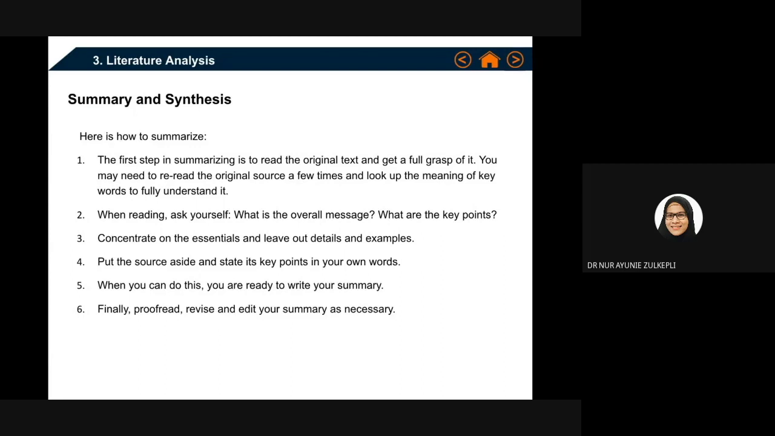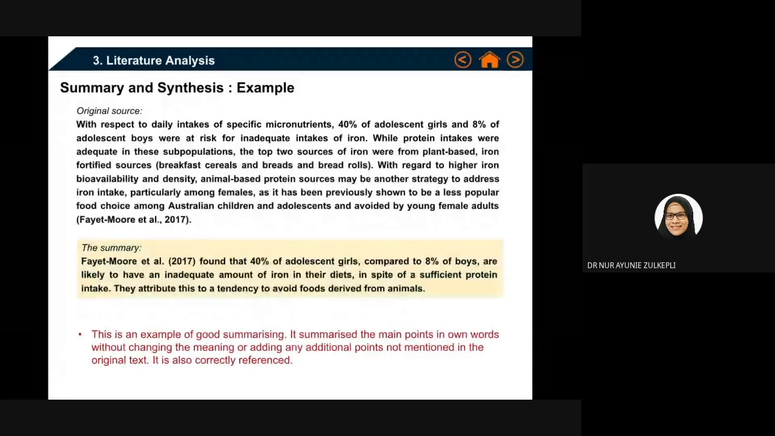So a data extraction form is very helpful. When reading, ask yourself, what is the overall message? What are the key points? You have to understand the message first in order to generate your own words for summarizing. Concentrate on the essential and leave out details. For example, put the source aside and state its key point in your own words. When you do this, you are ready to write your summary. Finally, proofread, revise, and edit your summary as necessary. Read your summary again to check whether you are paraphrasing correctly or not. Otherwise, if there is like 90% similarity, it's already plagiarism, right?